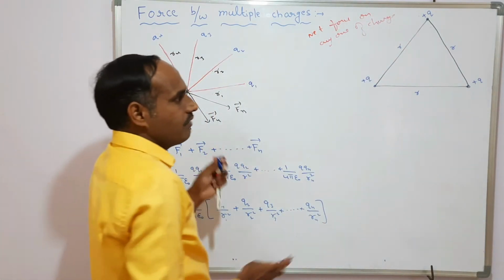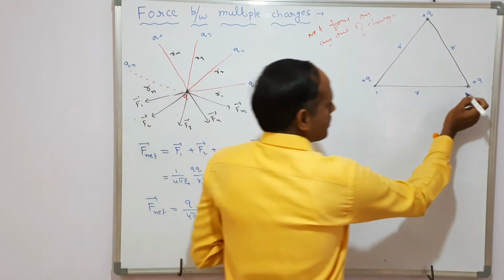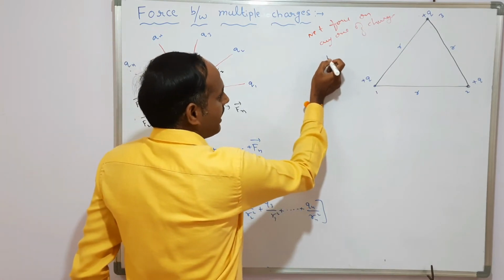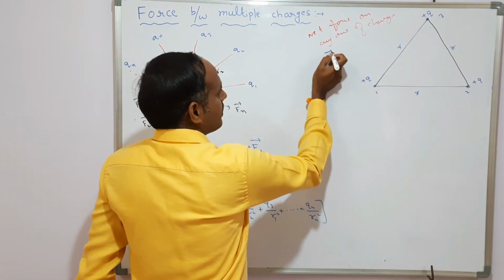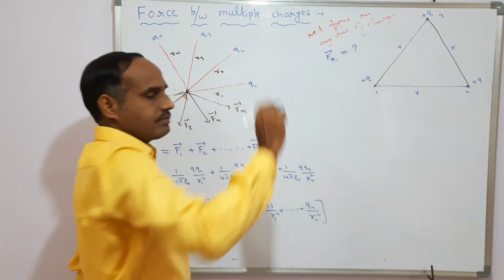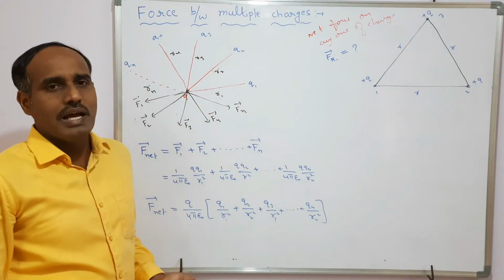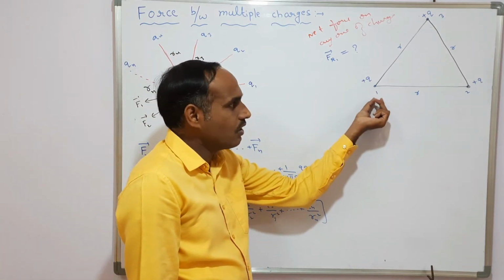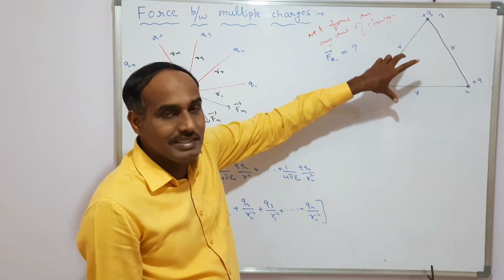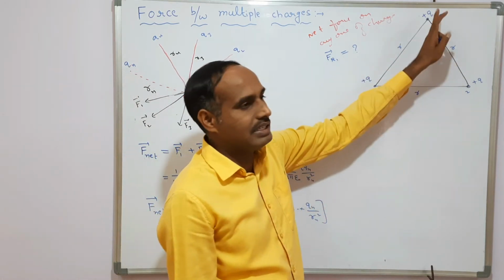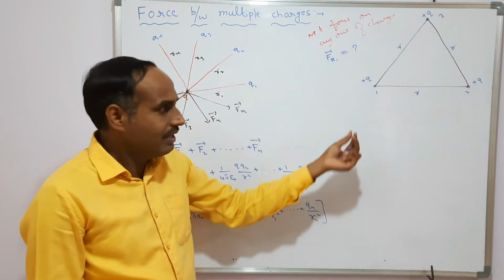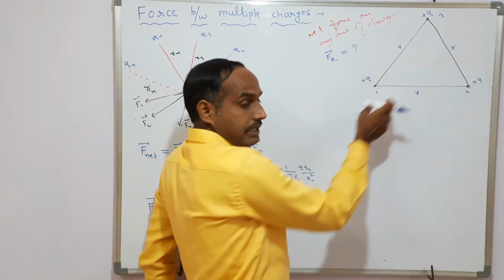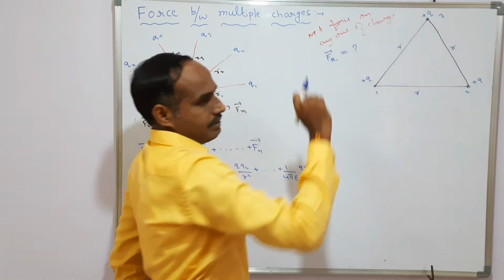For convenience, suppose this is the first charge, this is the second charge, and this is the third charge. I am supposed to find the resultant force on the first one. It is a vector, so I am going to find the magnitude as well as the direction. As I am finding the net force, in this system there is an arrangement of three charges at the three corners of an equilateral triangle. Now this first charge is experiencing a force because of the second as well as because of the third.